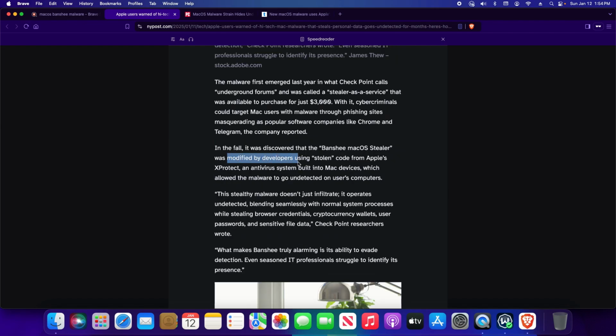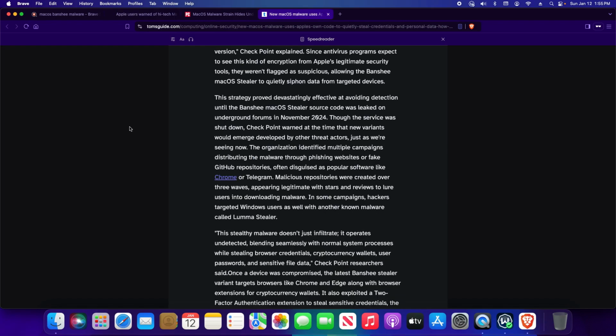Basically, stolen code from Apple's built-in security was used to modify this piece of malware so that it could go undetected by both the Mac security as well as most antivirus software. And so basically it just ran in the background, appeared to be a normal process, and would steal user information. Now, as far as how this malware is getting onto users' computers, it appears that multiple campaigns have been used to trick users into installing what appears to be Google Chrome or Telegram, basically fake applications that look like the real thing but are not.